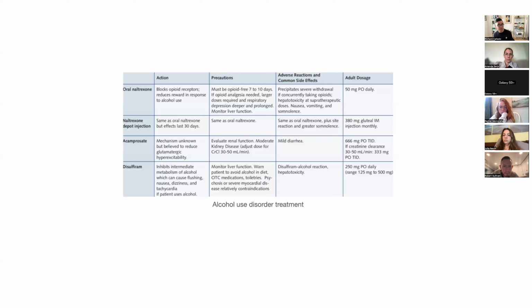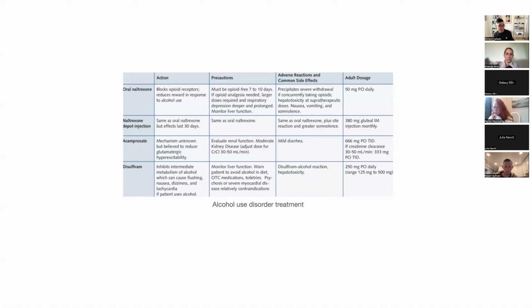Oral naltrexone blocks opioid receptors, like I mentioned. You block the opioid receptor, you block the pleasure-seeking behaviors. You stop the pleasure, so people don't have that reward. Again, the precaution there is you must be opioid-free for 7 to 10 days. Why? Precipitated withdrawal. Injectable naltrexone is the same as oral naltrexone. It's an injectable, given once a month.